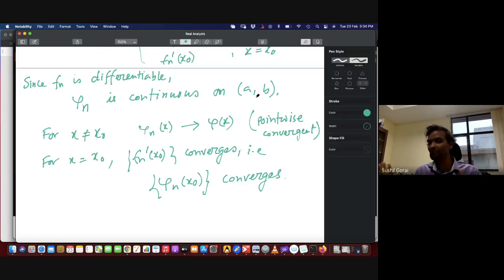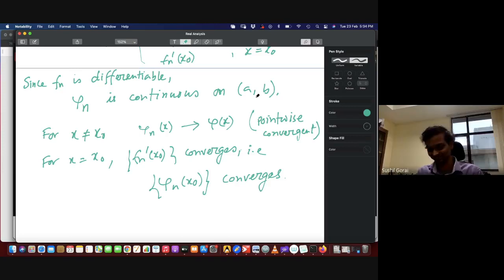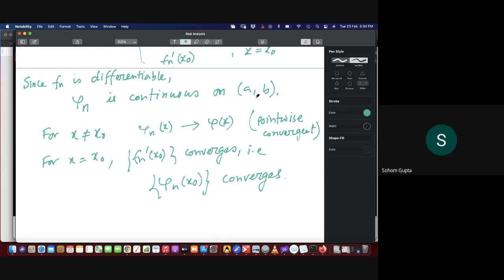Now, if we can prove that phi n converges uniformly, then what happens? Can we show it like this? We already know that the derivative of fn converges uniformly. So from the previous theorem, we can show that the function fn also converges uniformly on the closed interval. And given that fn converges uniformly, I guess we can show that phi n also converges uniformly.